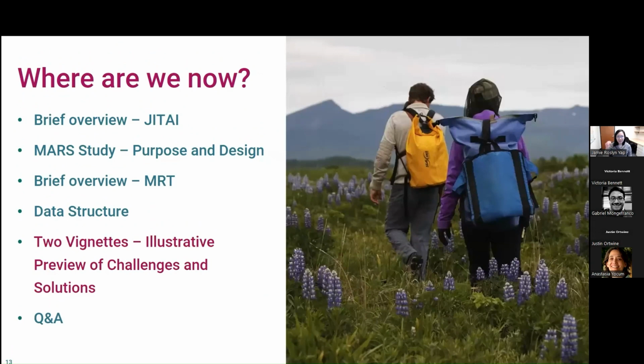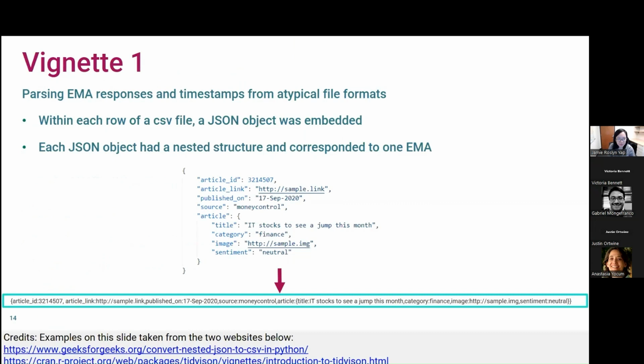Okay, so let's take a quick pause, look at our mile markers. If any of you are into running trails, where's our mile marker? Okay, so we've talked about JITAIs, the motivating study, MRTs, the data structure. So now we are moving on into the two vignettes, which are an illustrative preview of challenges and solutions that we faced in the data curation process for the primary aim. Okay, here's the first vignette.